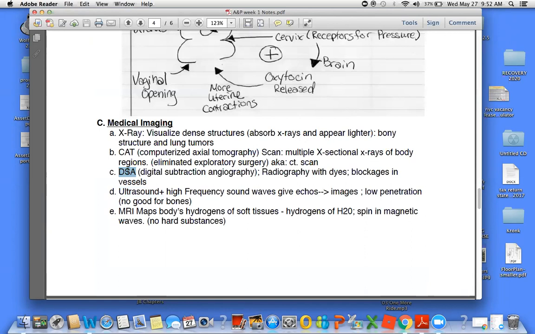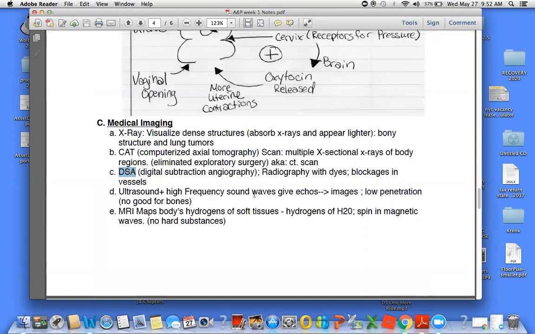MRI gives a pretty good image, not as good as a CAT scan, but does not do hard substances. That's more for X-rays and CT scans. So they map the soft tissues of the body. So if you want to look at, for example, the soft discs in between your vertebrae, you would take a look at it through an MRI very often. And it depends, if you really want a very clear image, you can need a CAT scan.